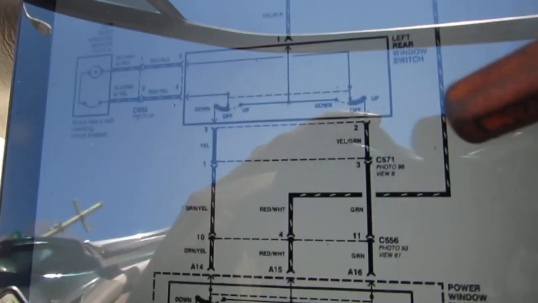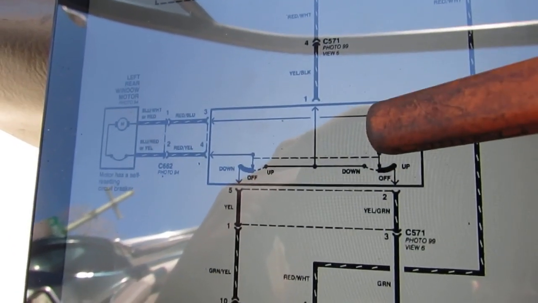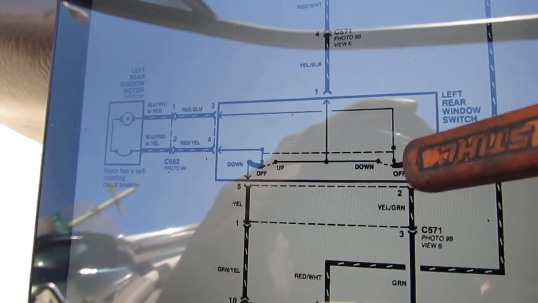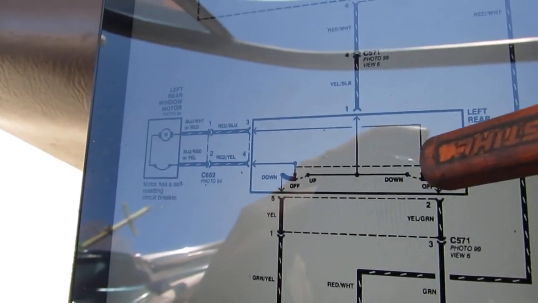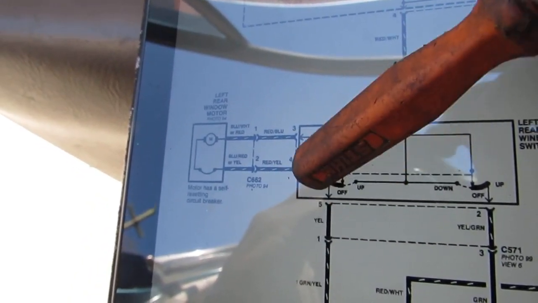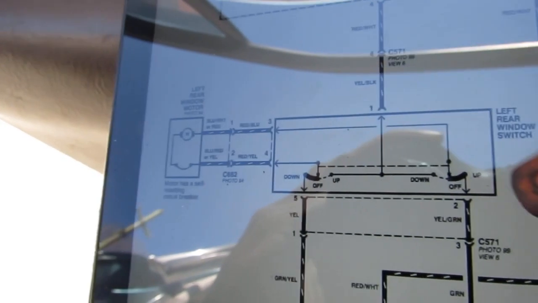We can verify our tests by looking at our known good functional system and see if that works. If the switch works here, and the switch works from this test right here, and we have continuity between these two pins, then we know the switch works. So let's go ahead and test the switch.